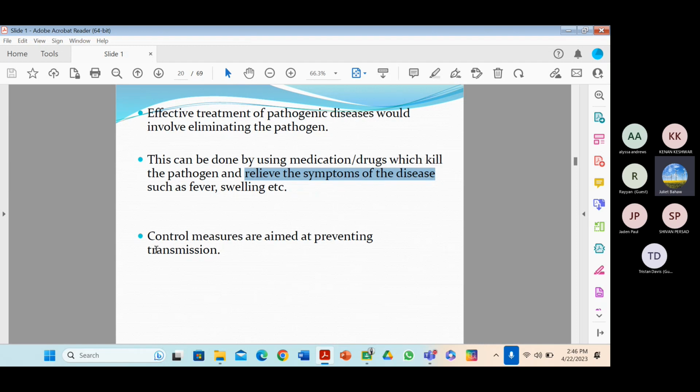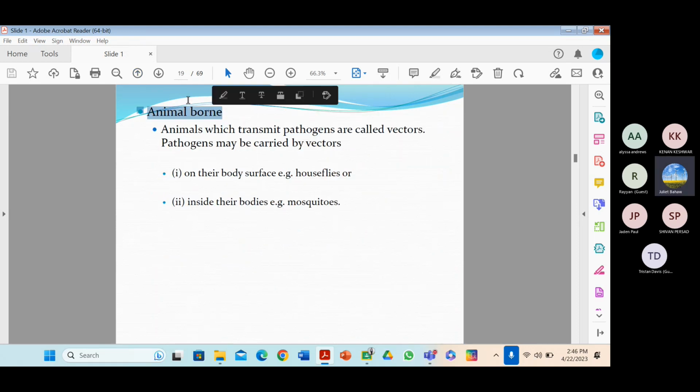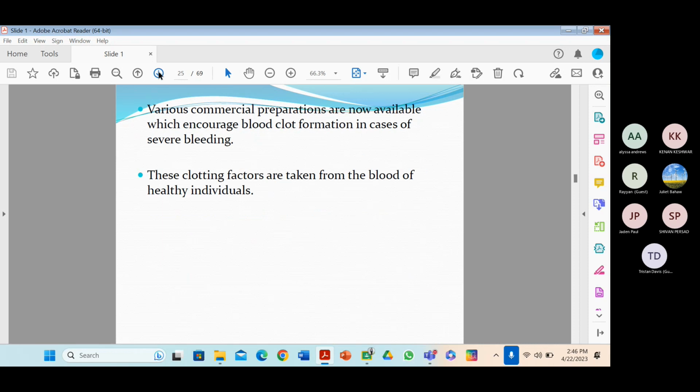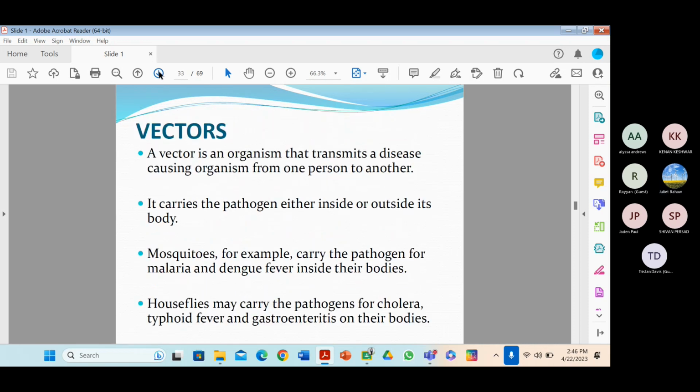Control measures are aimed at preventing transmission. So if you know you have an animal-borne disease, you will want to keep the area clean. So, for example, vectors. A vector is an organism that transmits a disease. It carries the pathogen inside or outside its body. Mosquitoes can carry the pathogen for malaria and dengue inside it. Now they have like a needle mouth, and within their mouth or their sucker, they have pathogens.